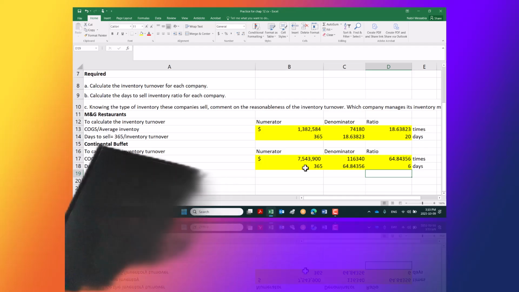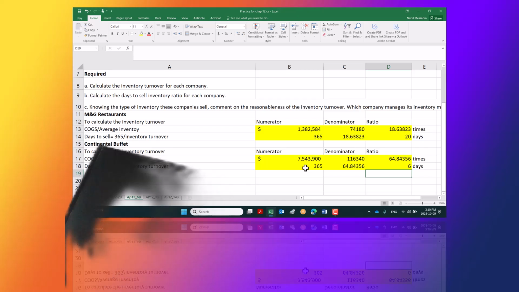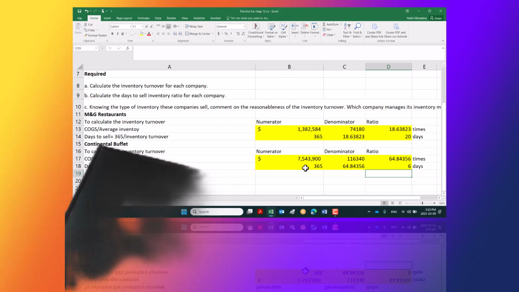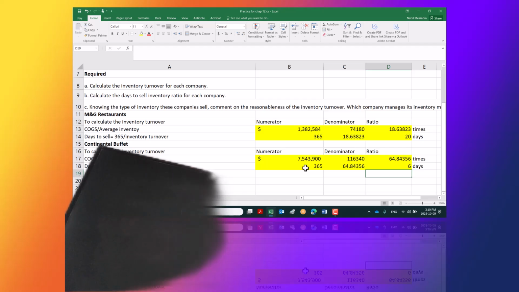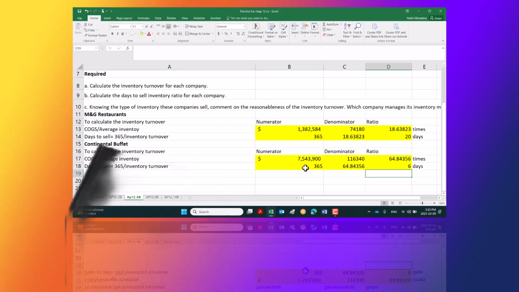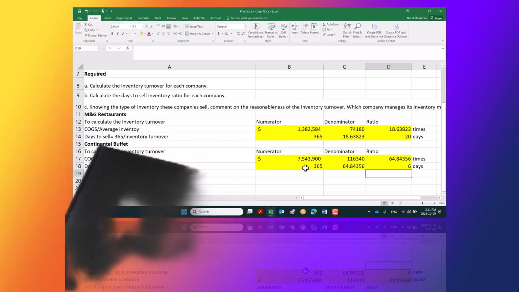What interpretation do you make of this? Which is better, which is good, which is bad? Second one is faster. Yeah, which is good, right? Yeah, this is what we need. Faster, okay, which is good. When you can renew your inventory more quickly, the days to sell is shorter, that is good. So in this perspective, company B is better than company A.